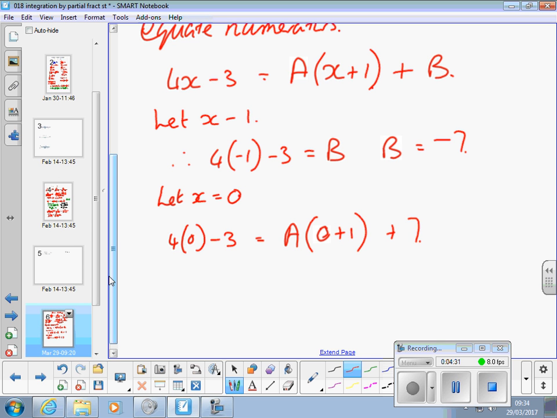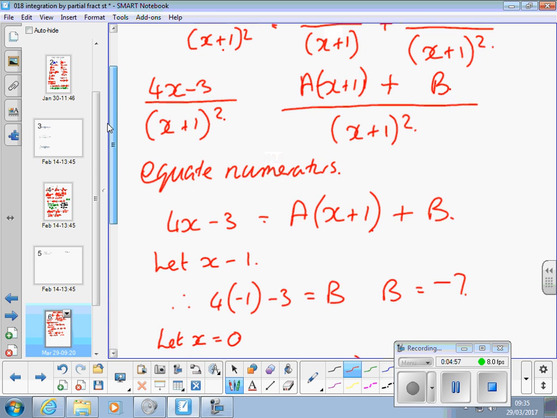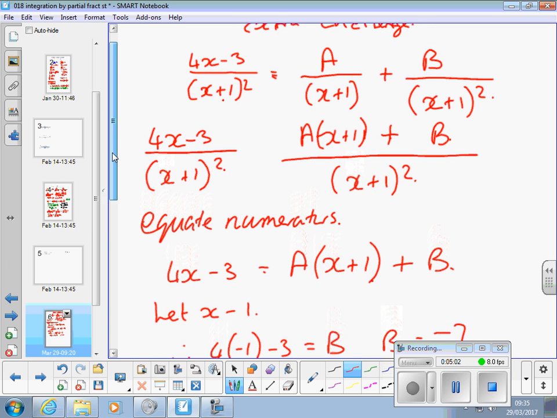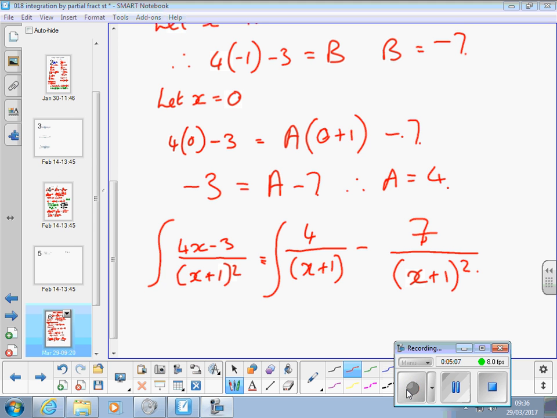Right? Got it right now? -7. So 4 times 0, so that's -3 is equal to A minus 7. Therefore, A is equal to 4. Oh, we're back to where we started now. Are we able to do that?